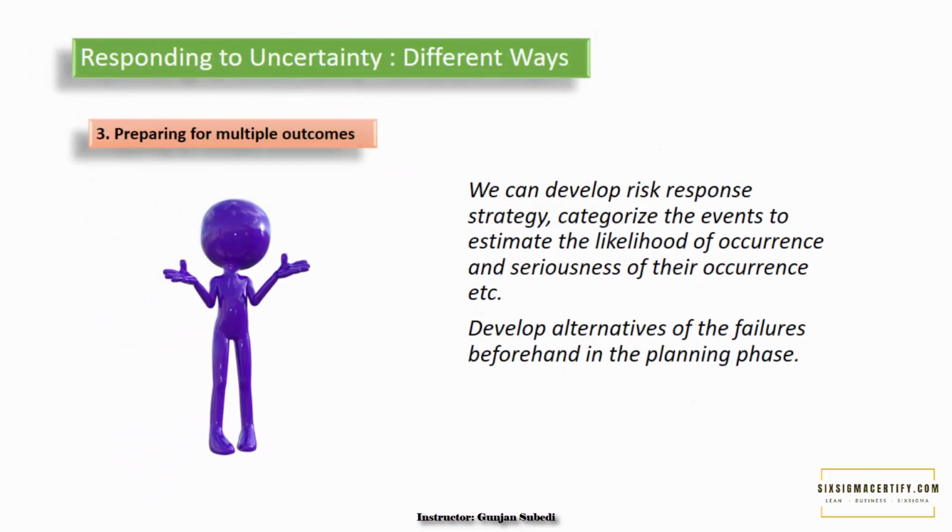Another way of dealing with uncertainty is preparing for any outcomes or multiple outcomes. If you know that the possible bad outcomes that can arise are few, you can prepare in advance for those outcomes as well. You can develop a risk response strategy, characterize the events to estimate the likelihood and seriousness of their occurrence. Another way of looking at this is to develop alternatives beforehand in the planning phase in case failure occurs. When we have more alternatives of working, we decrease the chances of uncertainty.